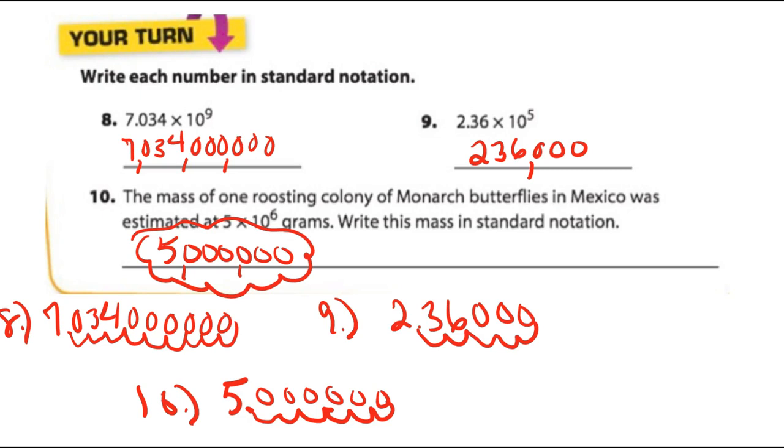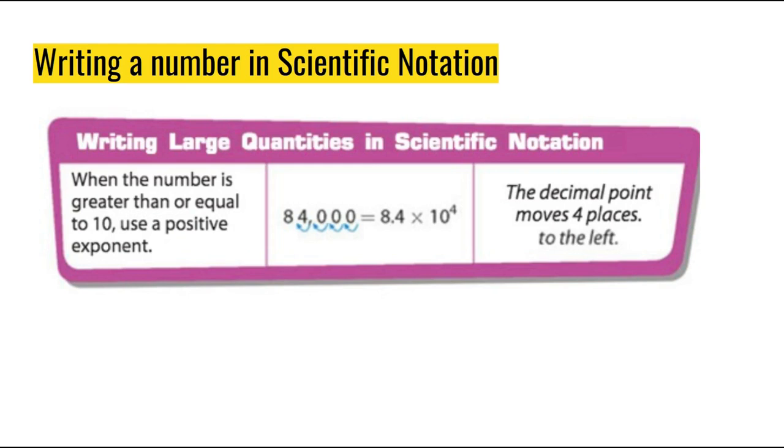Now we're going to work in the opposite direction. You're going to take something that's in standard notation and write it in scientific notation. Okay, so now that we're going to work in the opposite direction, we're going to take a number that's written in standard form and we're going to turn it into scientific notation. So we start with the number.